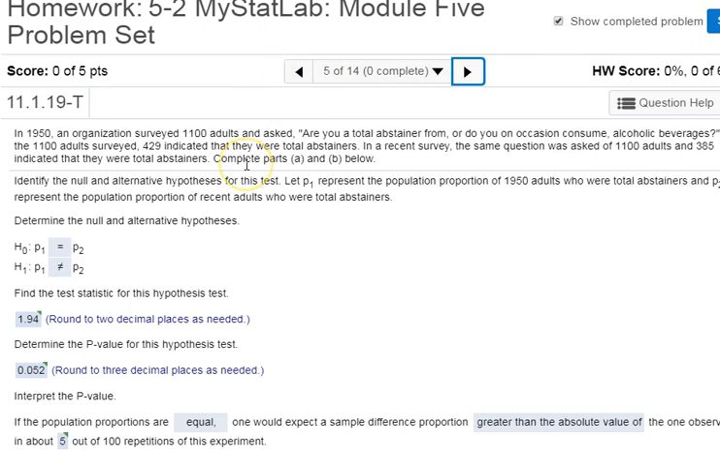For question 5, we have some information behind our numbers. Now, we have way back in 1950, a sample of adults asking if they're complete total abstainers from alcohol. And then we have a recent survey that asks the same thing. So we're comparing the population of people in 1950 to the population of people today. And we really just want to see if there's been a change in the proportion of people who say they're total abstainers from alcohol. And so that's going to define our null and our alternative.